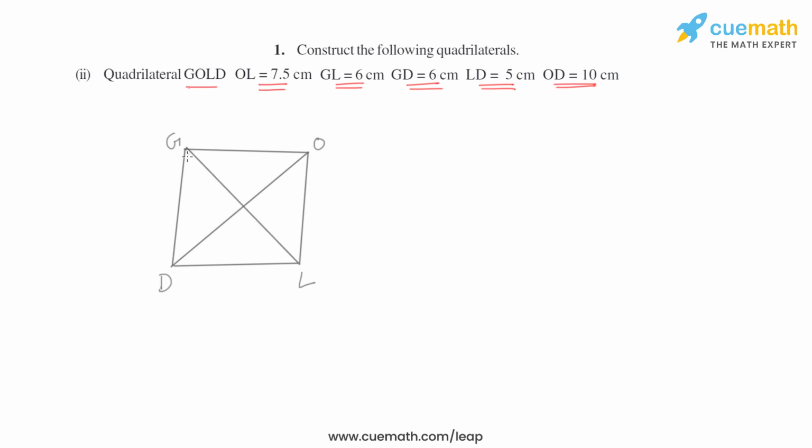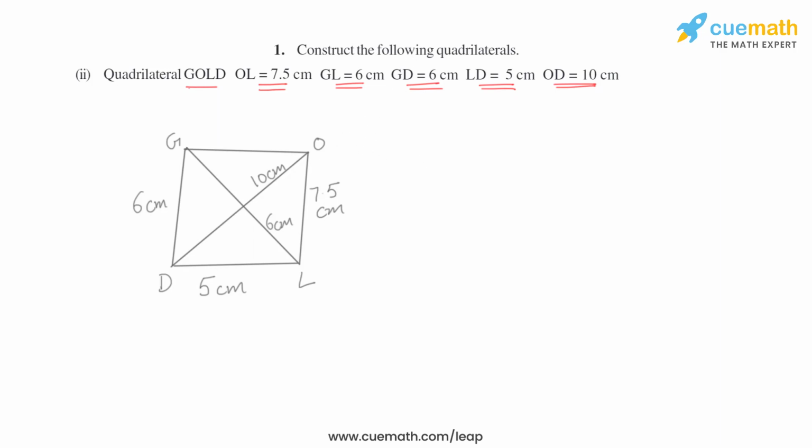Now OL is given 7.5 centimeters, DL is 5 centimeters, and GD is 6 centimeters. Then GL is 6 centimeters and OD is 10 centimeters. So this we have to construct. We will construct two triangles as we did in the first part, triangle GDL and triangle ODL. So let's start.